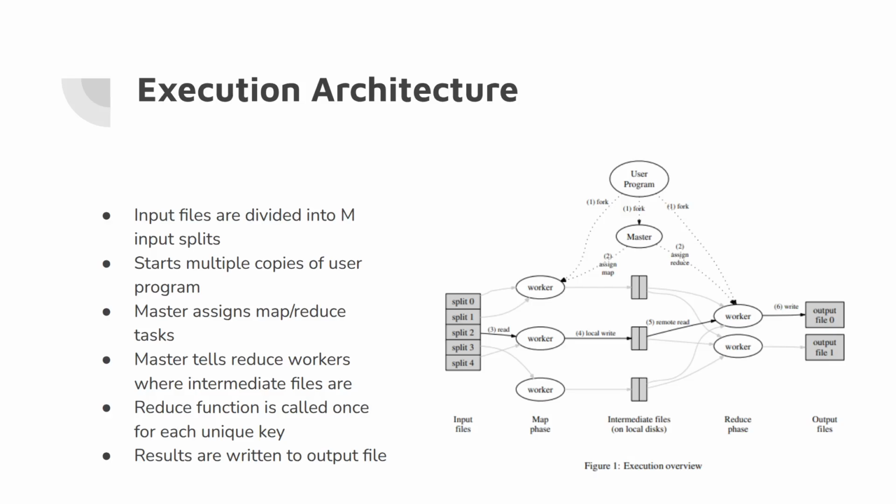Each reduce worker remotely retrieves its assigned data, sorts it by key, and groups identical keys together. The reduce function is then called once for each unique key, and the results are written to the final output files. When all tasks are finished, the master informs the user program that the operation is complete.